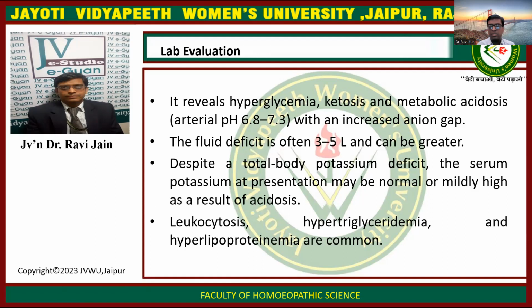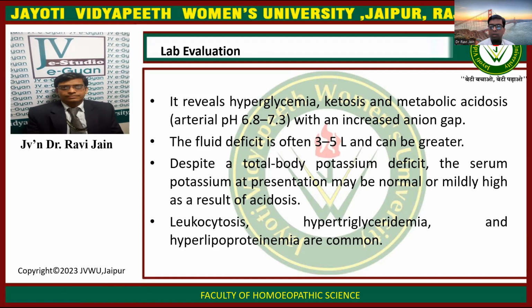Now, what are the lab investigations that can be done in case of diabetic ketoacidosis? The lab investigation reveals hyperglycemia, because diabetic ketoacidosis is occurring because of uncontrolled diabetes mellitus for a very long period of time. It reveals hyperglycemia, ketosis, and metabolic acidosis with arterial pH 6.8 to 7.3 with increased anion gap. There is a fluid deficit that is often 3 to 5 liters, and it can also be greater.